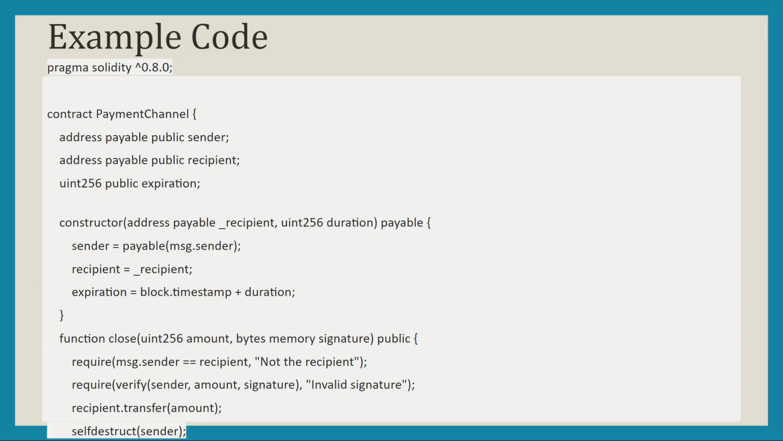So next you have your constructor, right? The constructor is called when the contract is deployed. It initializes the sender, recipient, and expiration variables. The sender is set to the address deploying the contract.